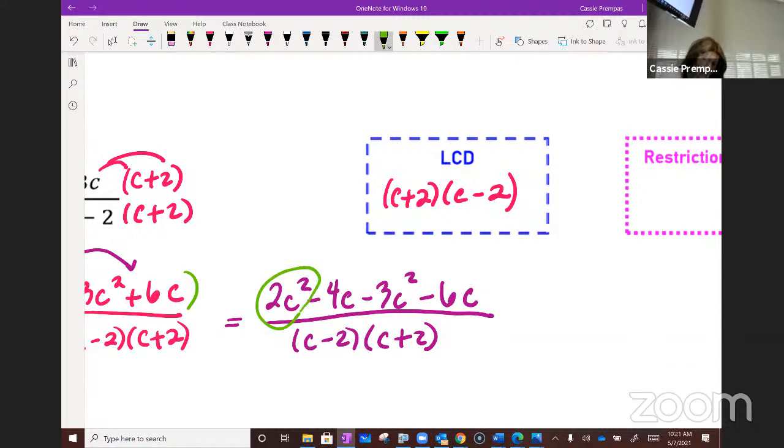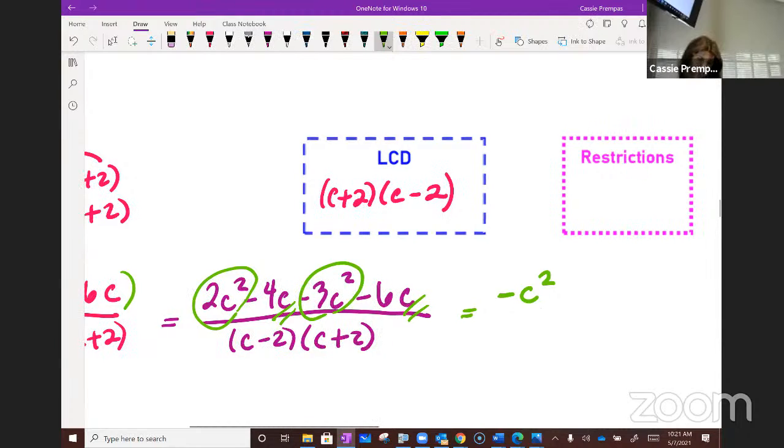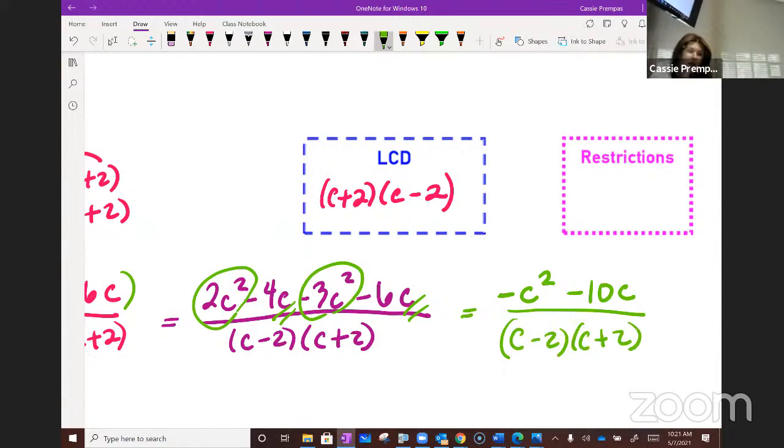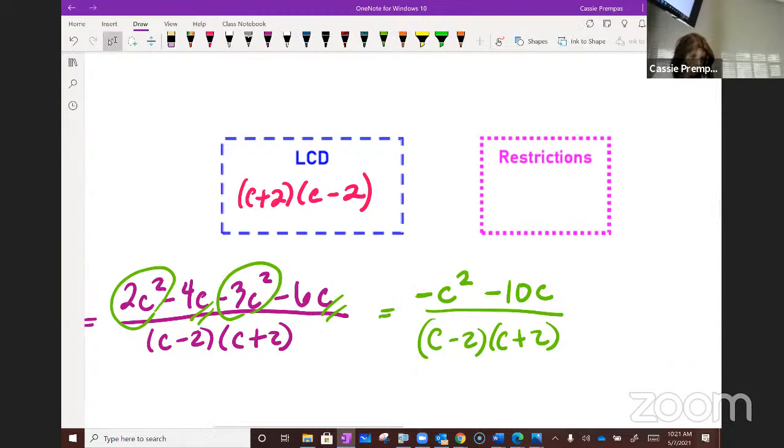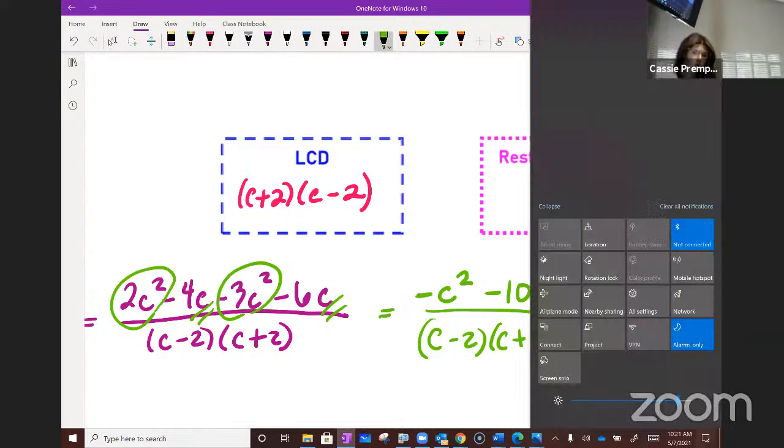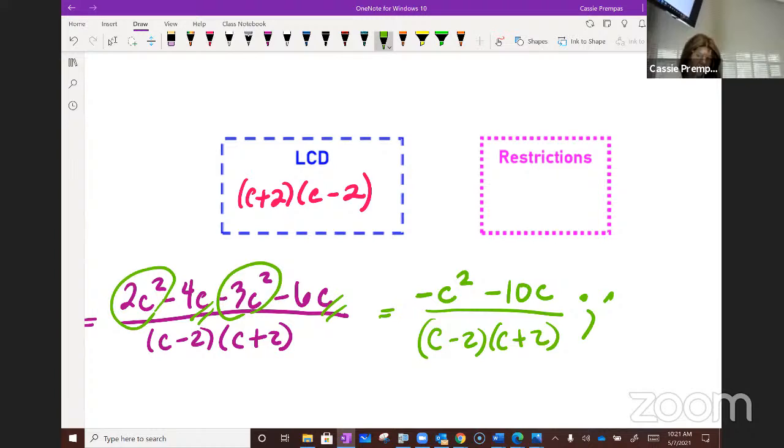Now I combine my like terms. So 2c squared minus 3c squared is equal to negative c squared. Negative 4c and negative 6c give me negative 10c, all over c minus 2, c plus 2. Now I could take out a GCF of c, but that doesn't help me because it doesn't cancel with the top and the bottom. So this is great as an answer. I just have to add my restrictions. What would be my restrictions? Nice. c can't equal 2 or negative 2. And that would be my answer.